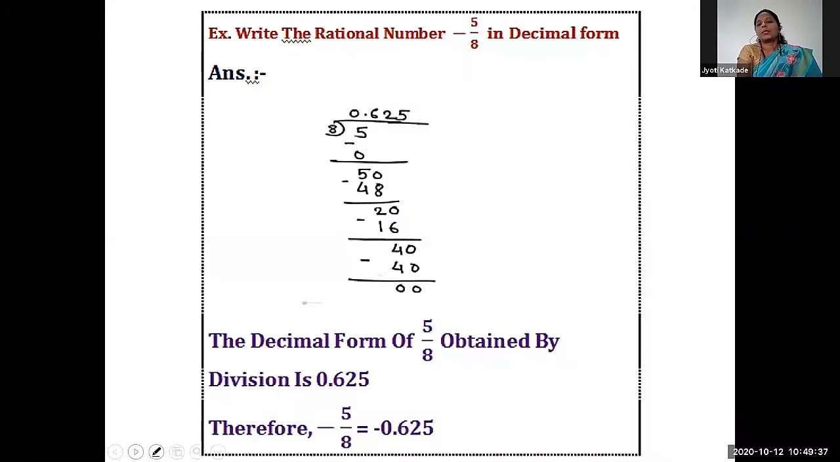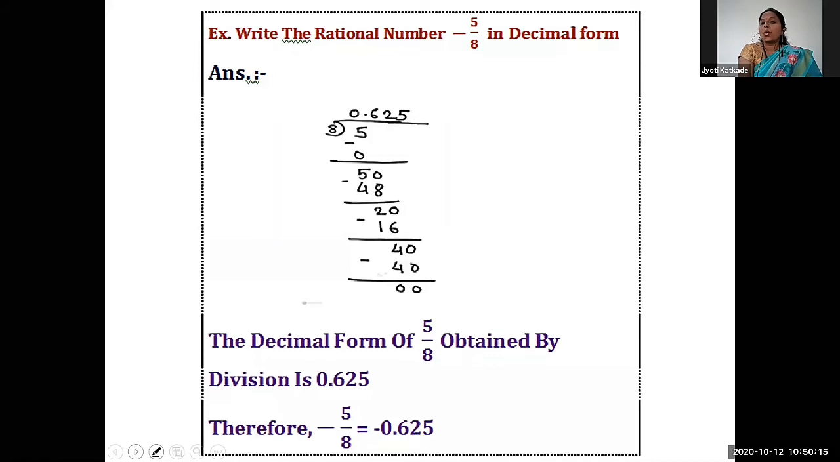Okay. See the example. Write the rational number minus 5/8 in decimal form. Now there is a minus or negative number. How can we solve this? First of all, divide 5 by 8. Take 5. We can't divide 5 by 8 because 5 is a smaller value. So the quotient we get is 0. 8 into 0, we get 0. 5 minus 0, there is 5.